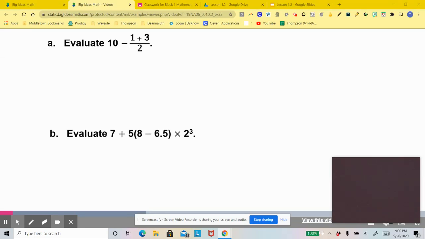Hi, everybody. We are on section 1.2, example 3, and we are working with a couple of extra problems so that we can make sure that we're grasping these two concepts. So we're doing order of operations again, and this time they're just showing you different strategies. They're showing you that fraction bar, which means division.